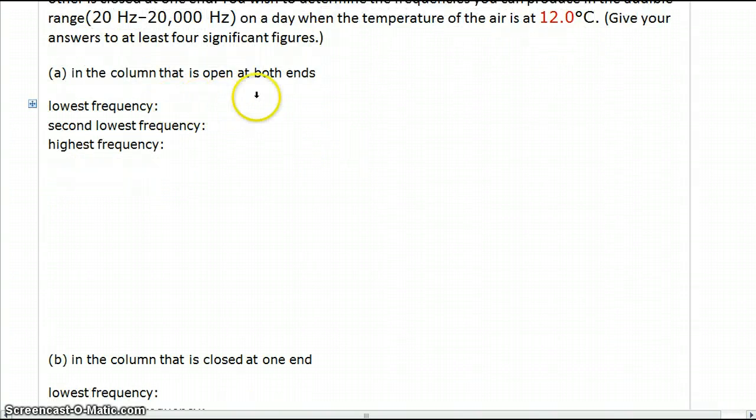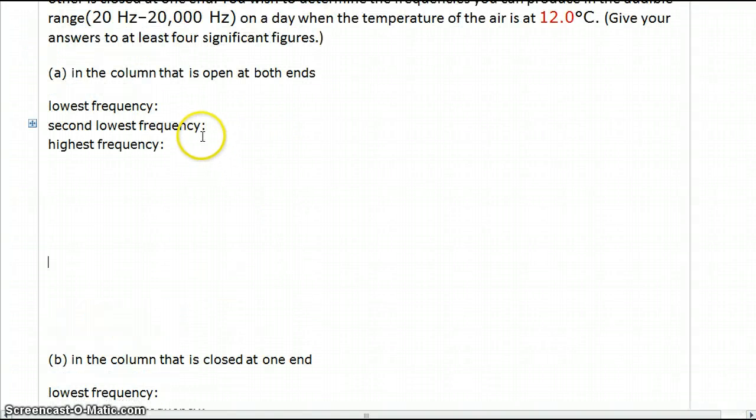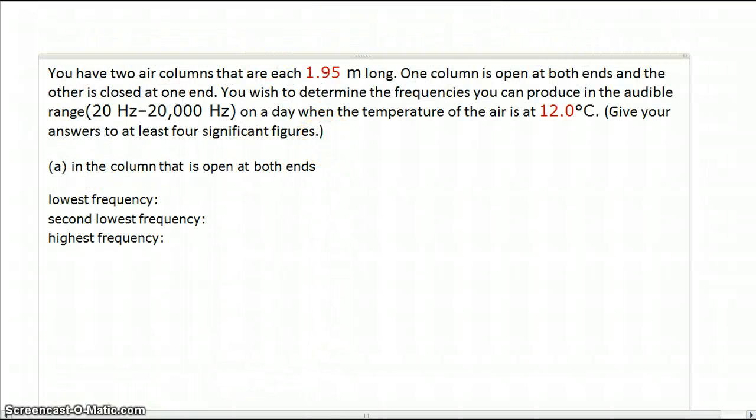Now we're looking at an open column that's open at both ends, and a closed column that's closed at both ends, and we're looking for the lowest frequency, the second lowest, and then the highest frequency. We haven't really talked about how you get the highest frequency that can work in there. Well, let's take a look.